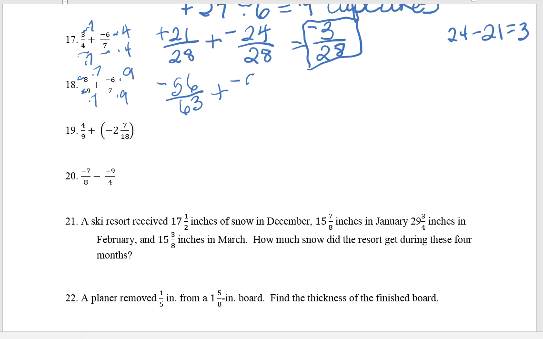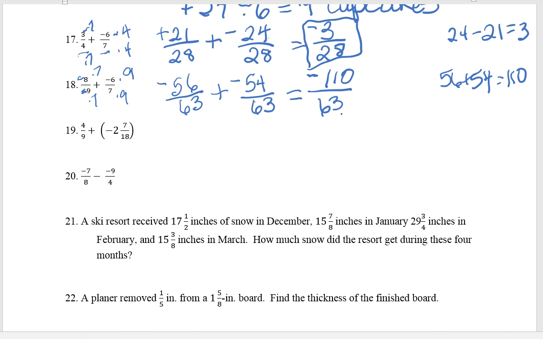6 times 9 is 54. 7 times 9 is 63. 63 is like the name of the fraction, so it doesn't change. It's still 63. The top is where I'm doing the math. I owe 56. I owe 54. So I owe even more than I did before. Still a negative because I'm owing. Since my debt is becoming larger, I have to put the two numbers and add them. So 56 and 54 is 110. So it's negative 110 over 63.